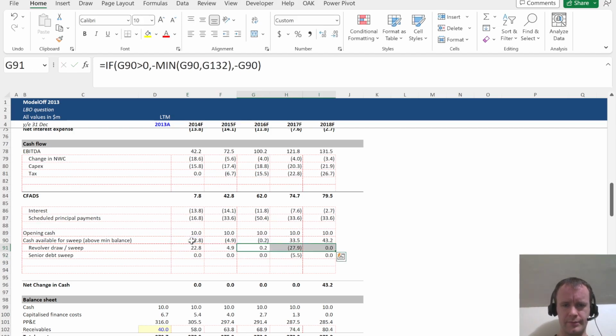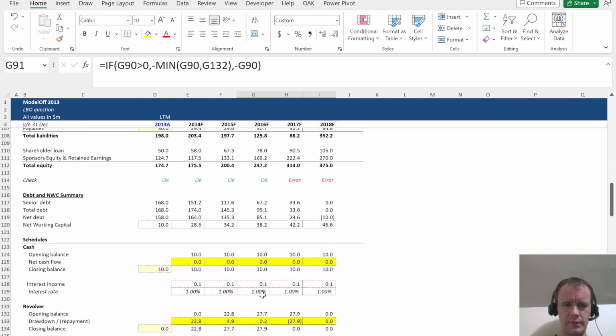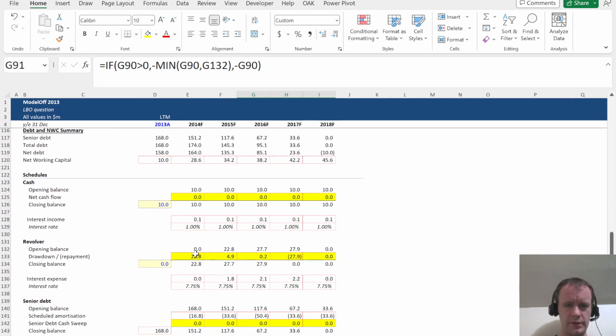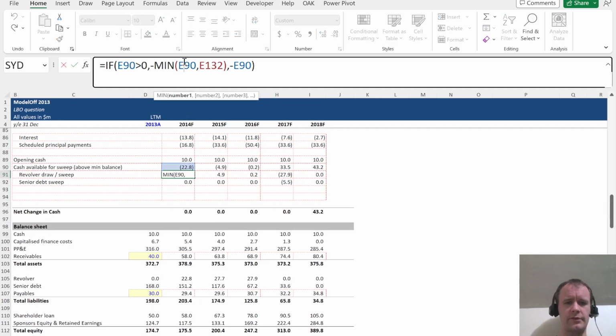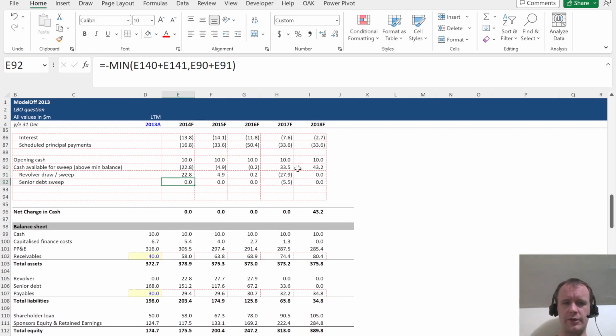That's behaving a little better, I think. So now let's see what happens to my revolver balance. It goes up, up, up, gets paid off, and stays at 0. That's much more like it. I know that there is a nicer way to write this formula, but when I'm out of practice, I just have to do it as an if statement. Anyway, it's fine. Not a problem.